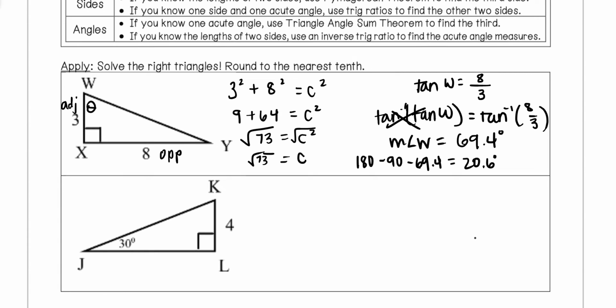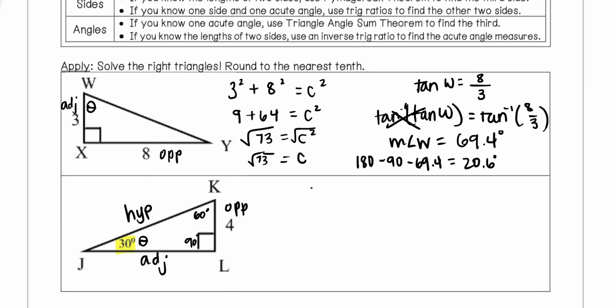Finally, in the last example, we can see we know one leg. We don't know another, so we won't be able to use Pythagorean theorem this time. But we do know one of the acute angles. So since this one's already 90, this one is 30, that means that this last angle K has to be 60. I'm going to use 30 as my theta here and mark what my sides are. The 4 would be opposite. The JK is our hypotenuse, and JL is our adjacent.